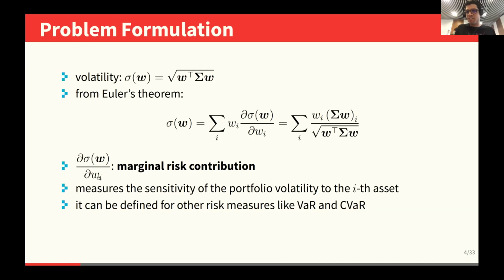And then the derivative here of the risk with respect to the weights is called the marginal risk contribution. It basically says the rate of change of the risk with respect to the weights, right? With respect to the amount of money that you put in that particular asset. So you can do the same approach with different measures of risk, VaR and CVaR that you've seen a couple of classes ago.